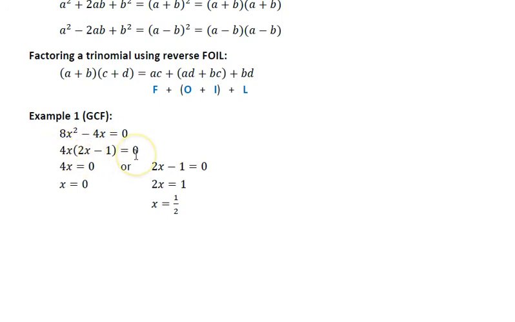Now we apply the zero factor property. We have a product equal to 0. We turn it into 2 simpler equations, 4x equal to 0 or 2x minus 1 equals 0. Solve each of these, divide by 4 over here on both sides, x equals 0, add 1, and then we get 2x equals 1, divide by 2, x equals 1/2, 2 solutions to this quadratic equation.